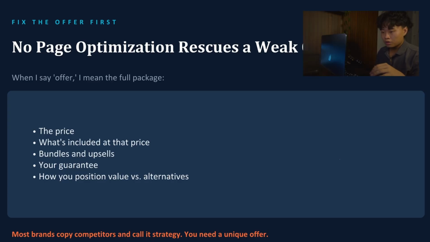Now this is the part most conversion rate optimization advice skips entirely. Before you start testing button colors or headline copies, you want to audit your offer, because no amount of page optimization can rescue a weak offer. And when I say offer, I mean the full package. So pricing, what's included at that price, your bundles and upsells, your guarantee, how you're positioning the value against alternatives.